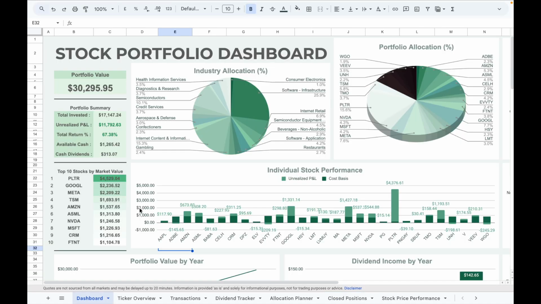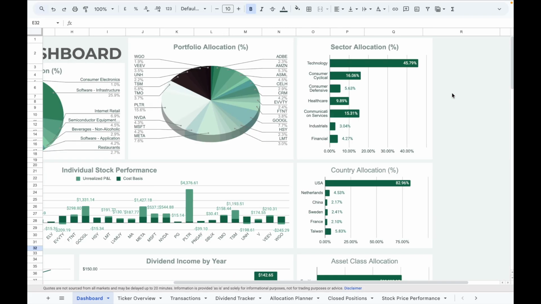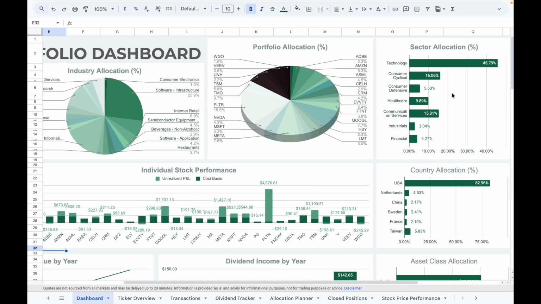On the left, you will see key portfolio metrics such as total portfolio value, total invested capital, unrealized P&L, total return percentage, available cash, and cash dividends received. On the right, the industry allocation pie chart shows how your portfolio is distributed by industry, while the portfolio allocation charts display the percentage allocation of each stock. The sector allocation chart highlights which sector makes up the largest portion of your portfolio. As stock values change over time, these allocation percentages update automatically.